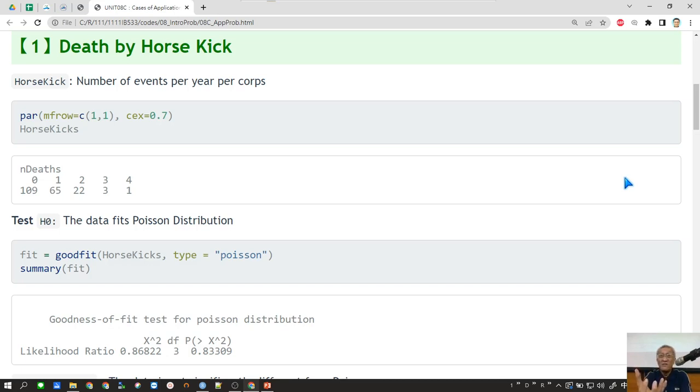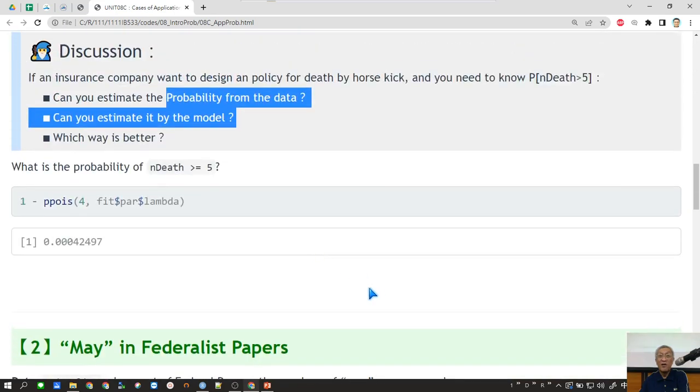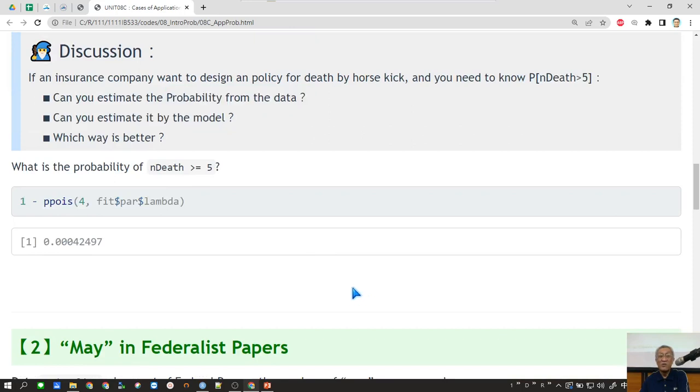Now you know that it is a Poisson distribution with lambda equal to 0.61. Now you can do the calculation. Can you do the calculation now? What can we do now?